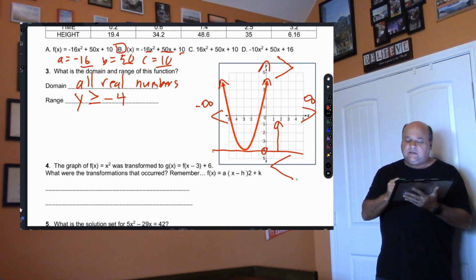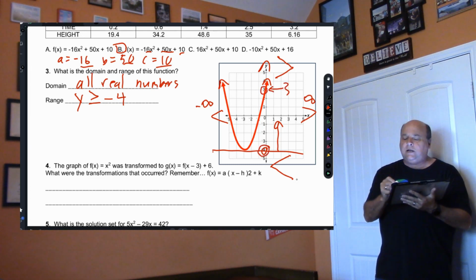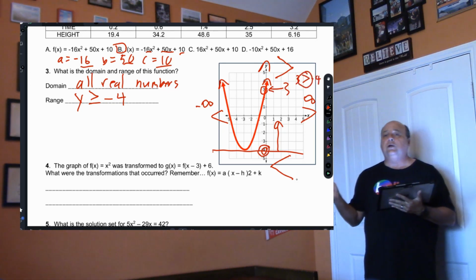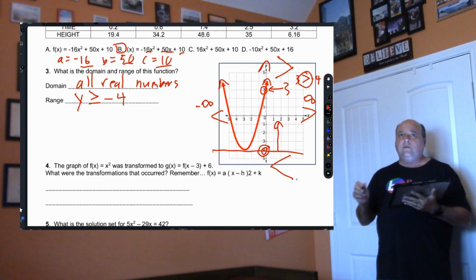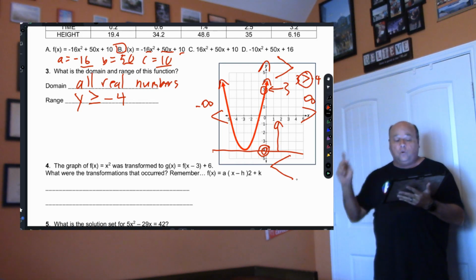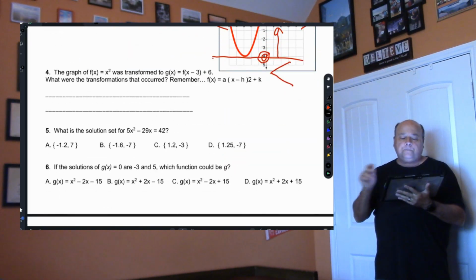Another way to do this, your vertex is at negative 4, your y-intercept is at 3, and 3 is greater than negative 4, which is the inequality we're going to use, okay? And you always use greater than or equal because it can be negative 4. Now then, let's go to number 4.